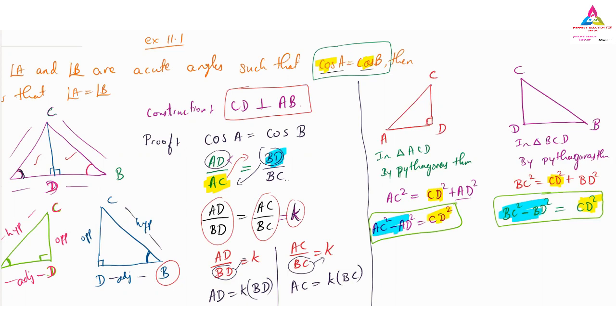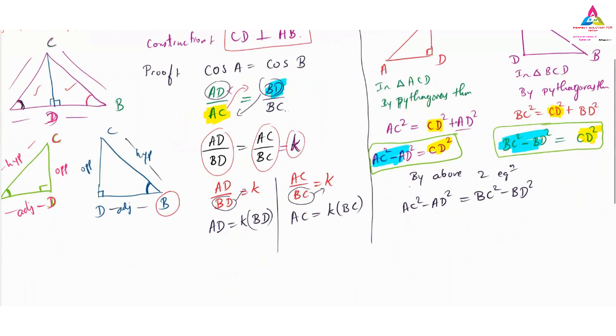Equal. Yes, it will be equal. So from the above two equations, AC square minus AD square is equal to BC square minus BD square. Now our final answer is nearby, so we will make the arrangement. Just concentrate here. We have AC square, AD square, BC square, and BD square.